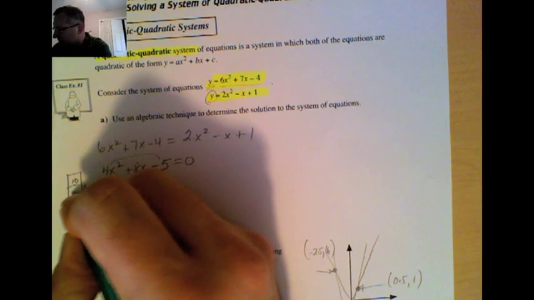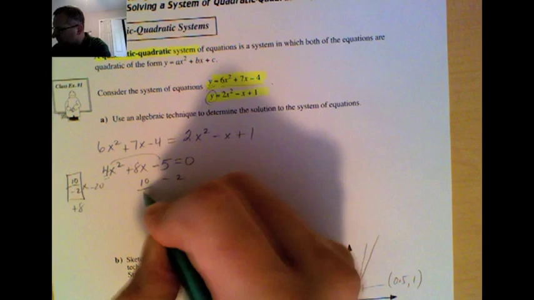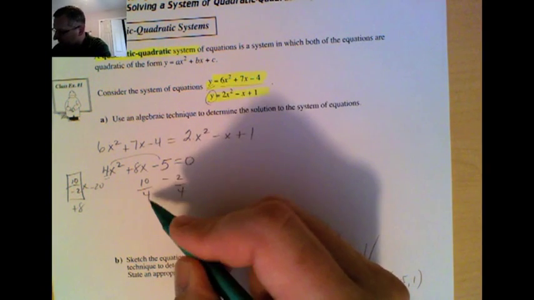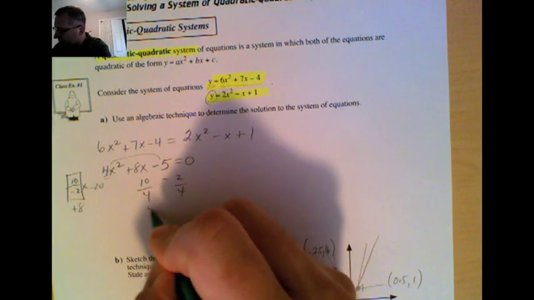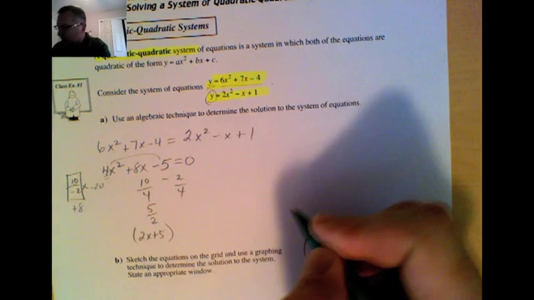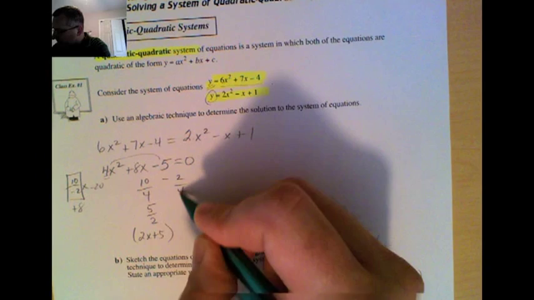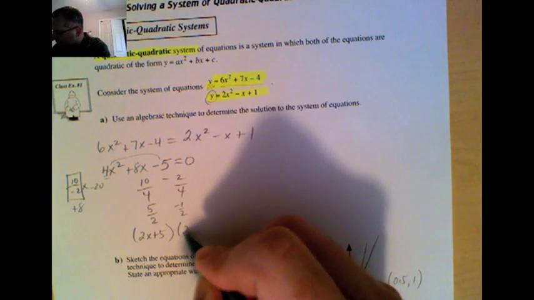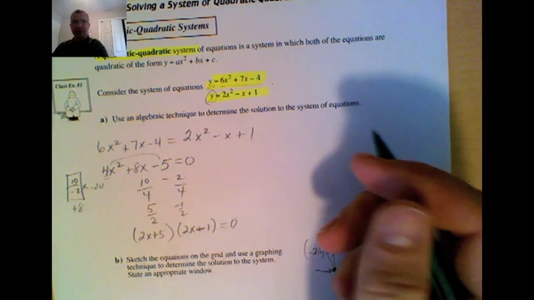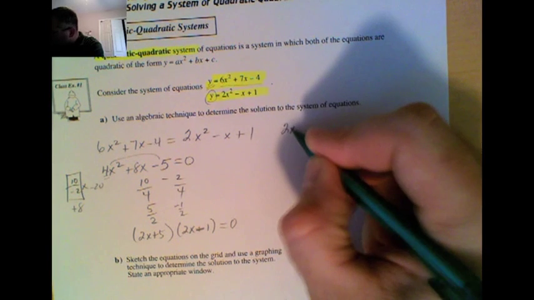Well, that would be 10 and negative 2. And we have to divide those numbers by their leading coefficient of 4. Now, if we simplify this, we divide both these by 2, we get 5 halves. So one of our factors is 2x plus 5. If we simplify this, we divide both by 2, we get negative 1 half, and we get 2x minus 1 as our second factor. So now we need to equate each of those to 0.